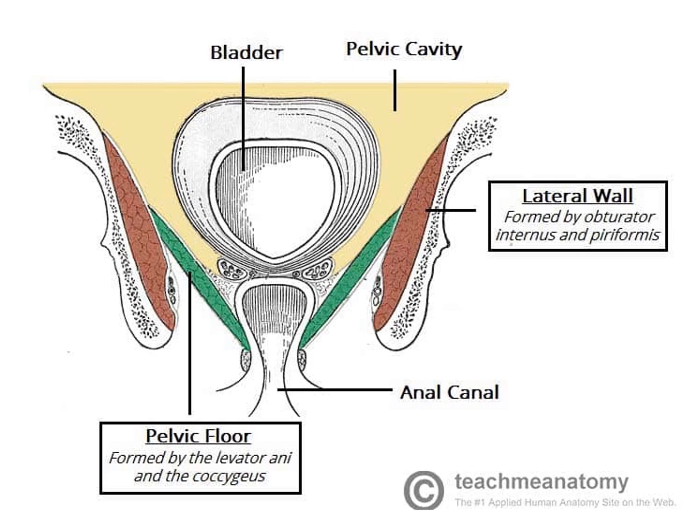So if you look at this picture, these parts here in brown are the lateral wall, which is formed by the obturator internus and piriformis, but lower down here in green, this is the pelvic floor, which is formed by levator ani and the coccygeus muscle.